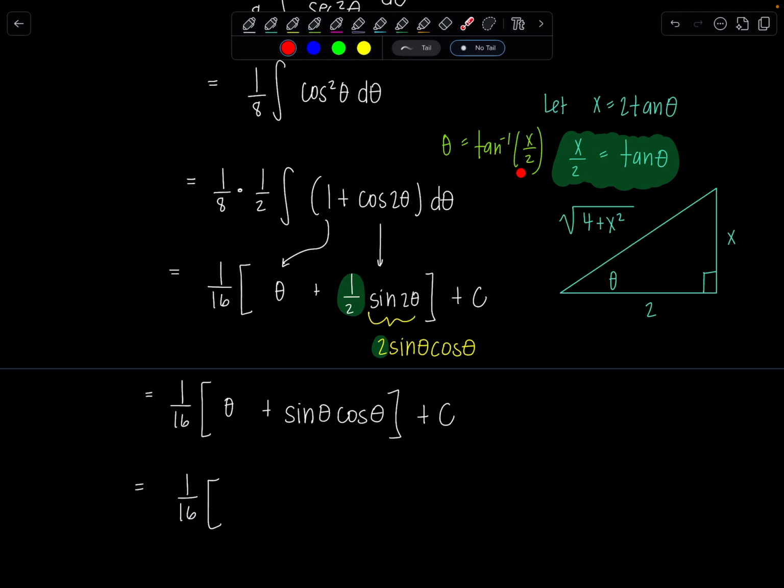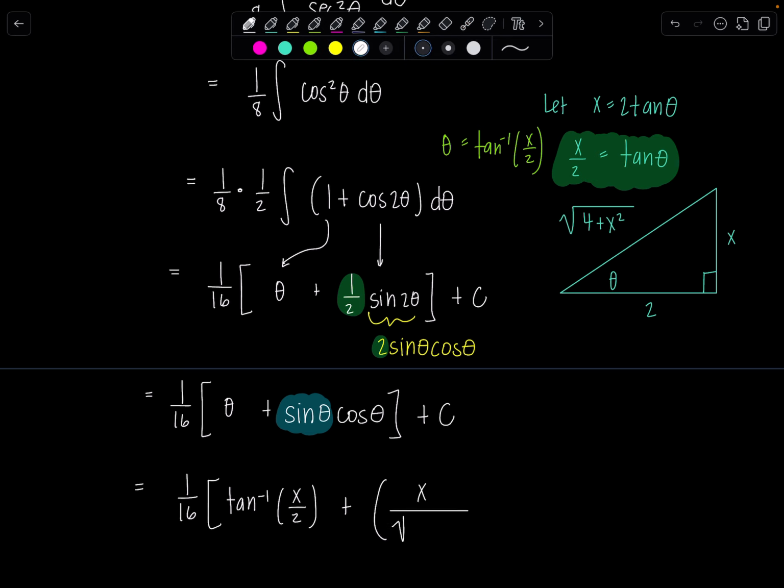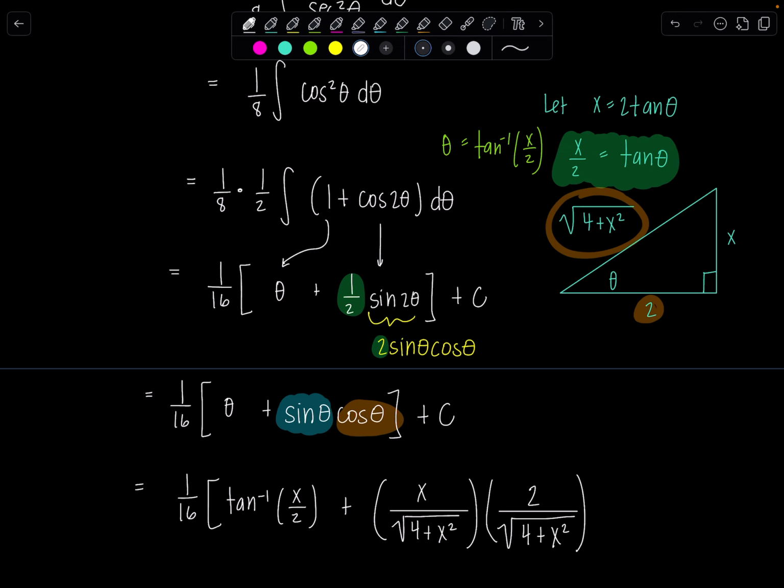You could write arctan if that's how you're in the mood, but I'm just gonna write tan inverse x over 2 plus, now we need sine of theta. So sine of theta is gonna be ratio of opposite over hypotenuse. So that's x over square root 4 plus x squared times cosine theta. Cosine theta is ratio of adjacent side over hypotenuse, 2 over square root 4 plus x squared plus, oh, I gotta close this sucker up, plus c.